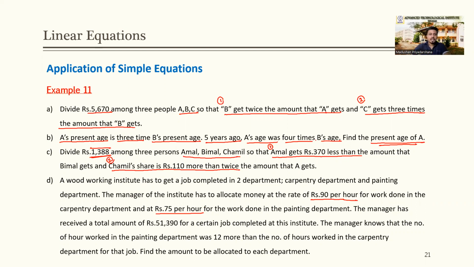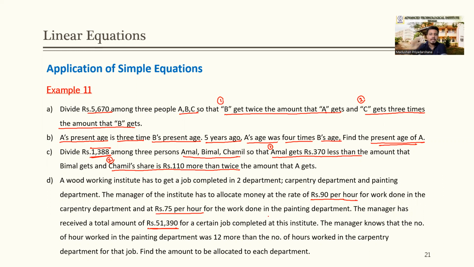Then the manager has received a total amount of 51,390 rupees for a certain job completed at this institute. හිතන්න ජොබ් එක මේසයක් හදන එක කියලා. සම්පූර්ණ මේසය හැදුවට පස්සේ එයාට කීයක් ලැබිලද? 51,390. ෆයිනල් ප්‍රොඩක්ට් එකට එයාට ලැබිලා තියෙනවා 51,390ක්.